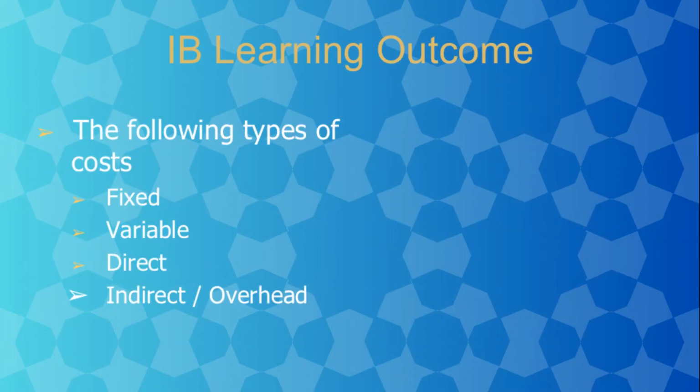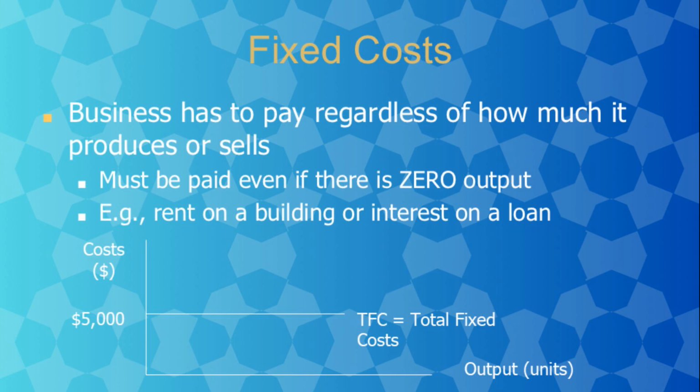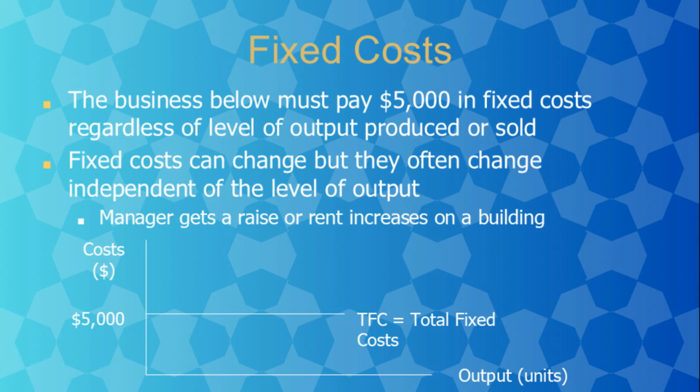Our first learning outcome is to understand fixed, variable, direct, and indirect costs. Fixed costs are expenses that a business must pay regardless of its output or sales. These costs remain constant even if the business produces nothing, such as rent on a building or interest on a loan. Managing fixed costs is crucial for financial stability. For instance, a business must pay $5,000 in fixed costs regardless of its production level.